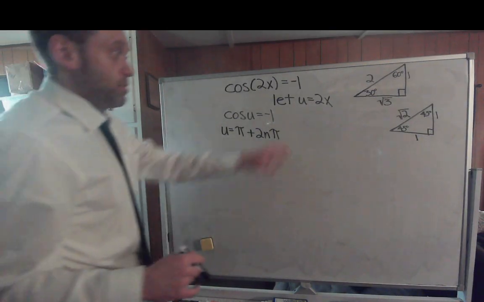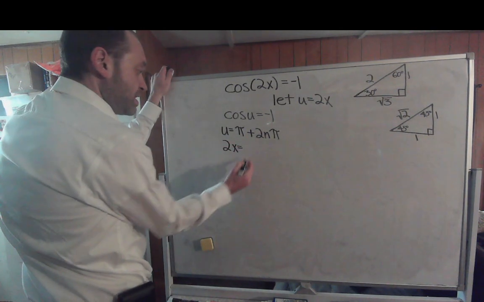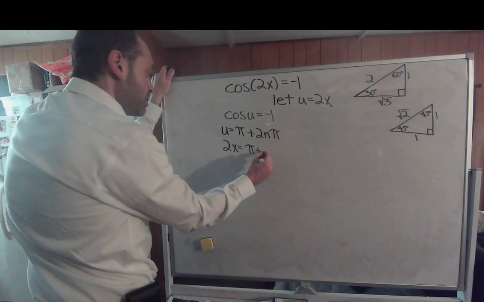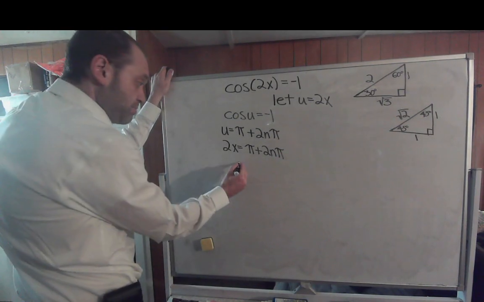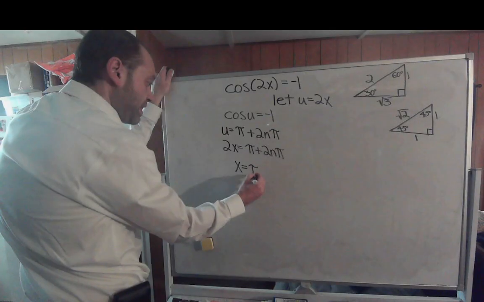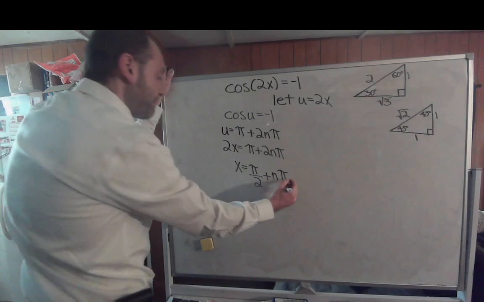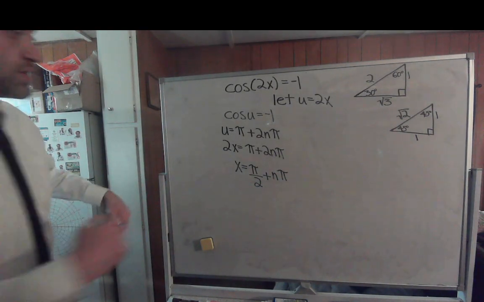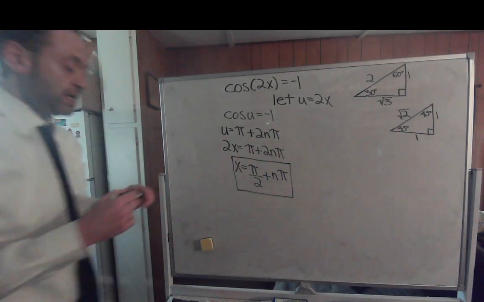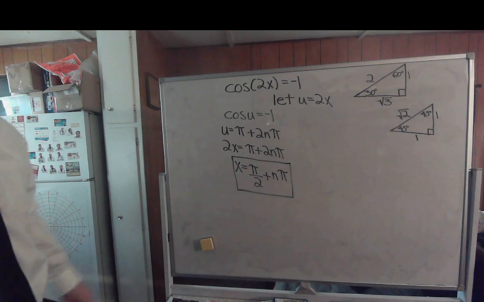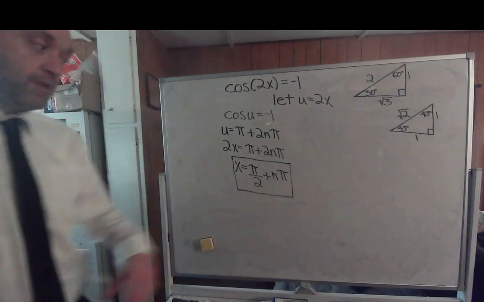However, we're not done yet. We have to put 2x in for where u is, so this would turn into 2x equals pi plus 2n pi, which would end up meaning that x would equal pi over 2 plus n pi. So that would be my final answer, that x is going to end up equaling pi over 2 plus n pi.